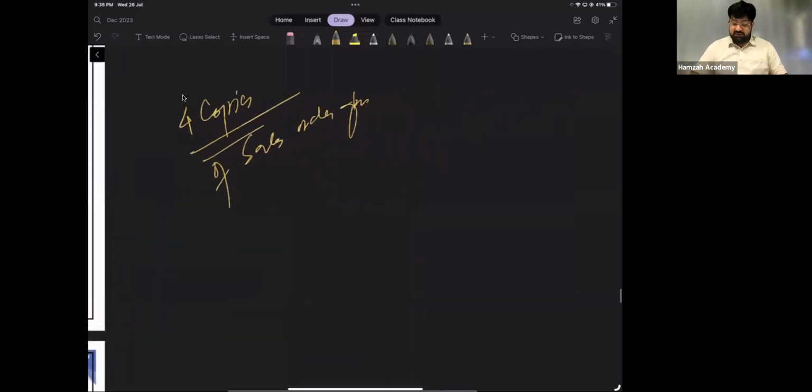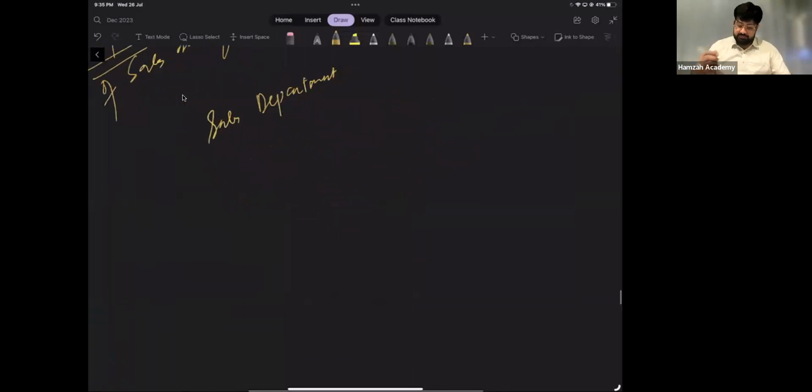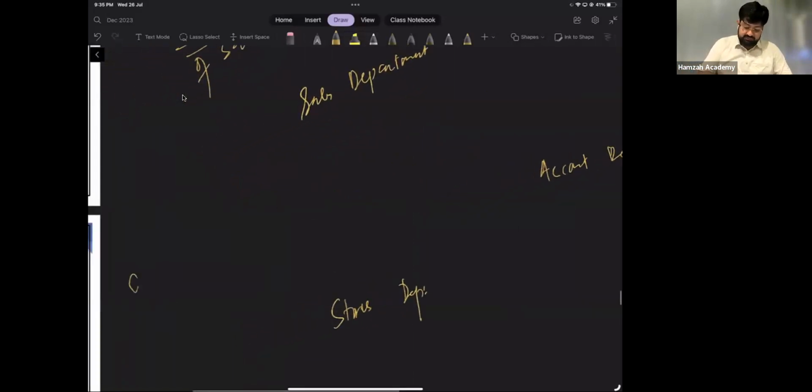Now you see here, sales department. I will try to draw the whole process here. Stores department and accounts department and customer.